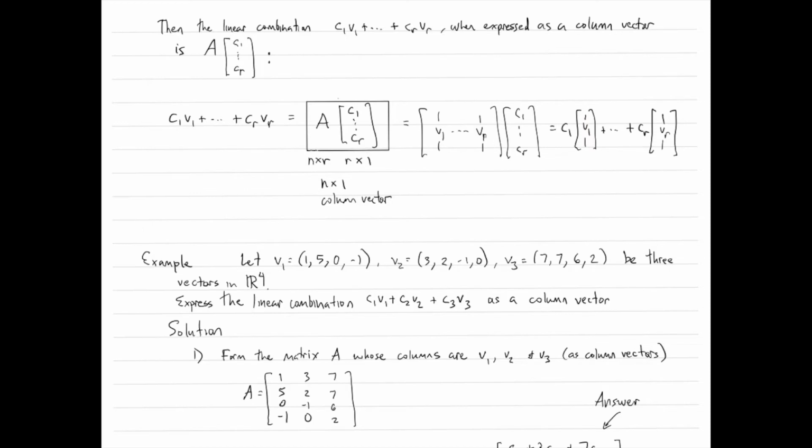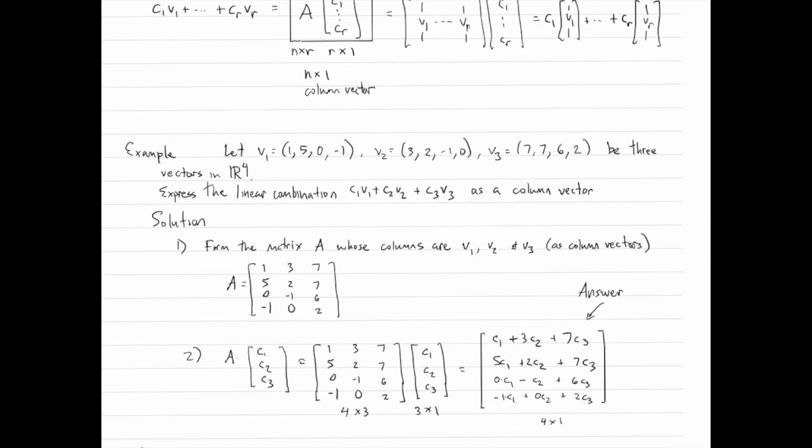Again, when you multiply a scalar by a matrix, you multiply each component of the matrix. And then similarly, you're adding up all these terms and ending with CR times the vector VR written as a column vector. Let's do an example.